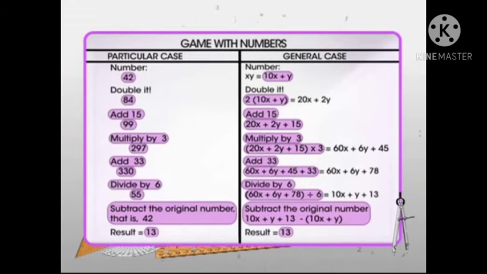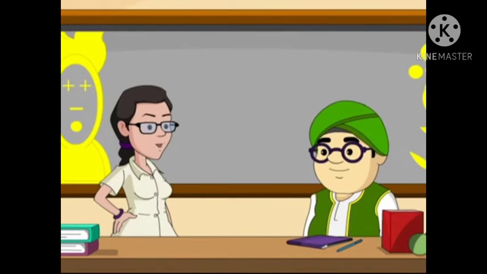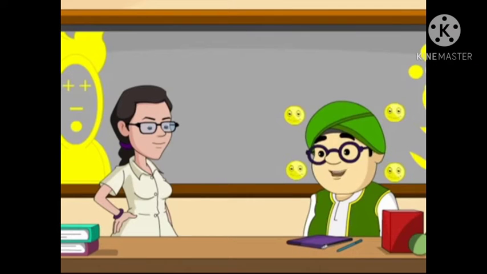This trick can be repeated with any number which is not more than 8 digits, and the final answer will always be 13. I will show these amazing magic tricks to all my friends. Would you like to know some more tricks? Sure, Miss Marks. Tell me quickly.